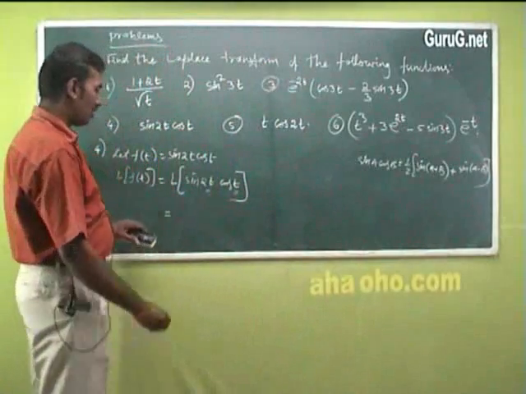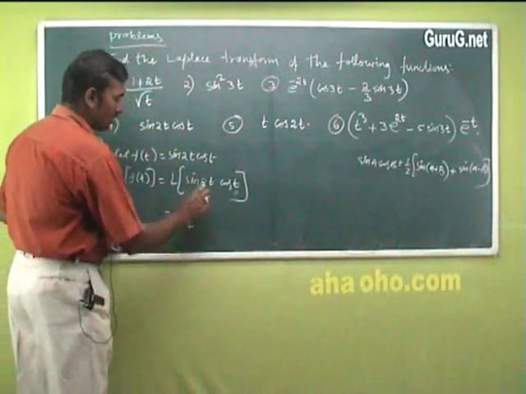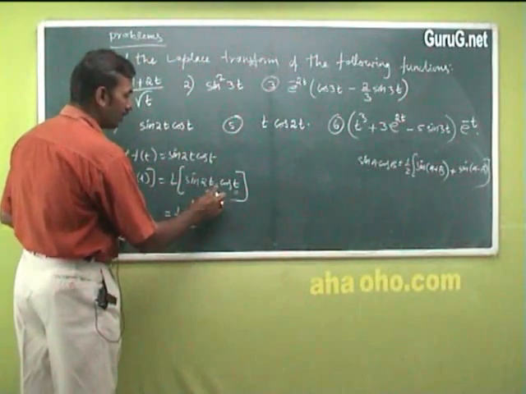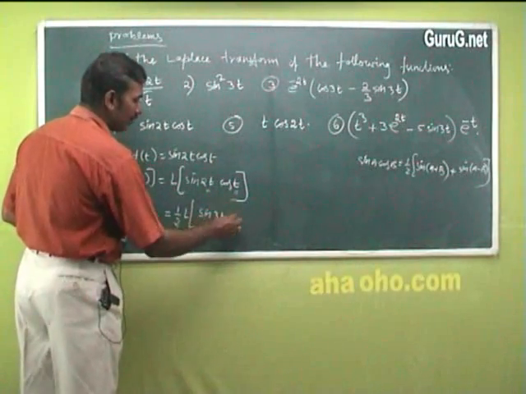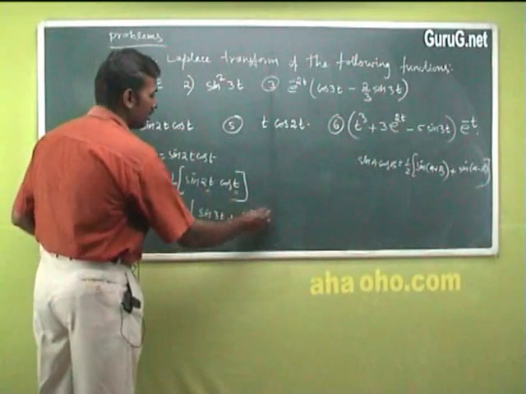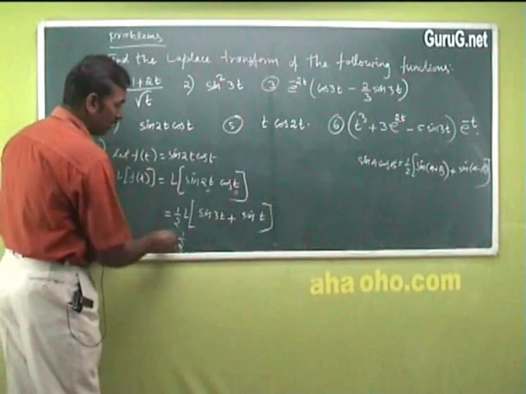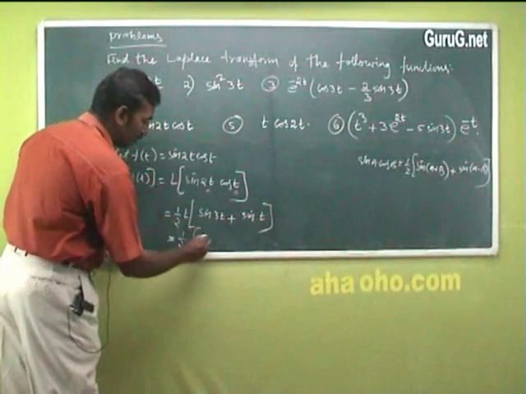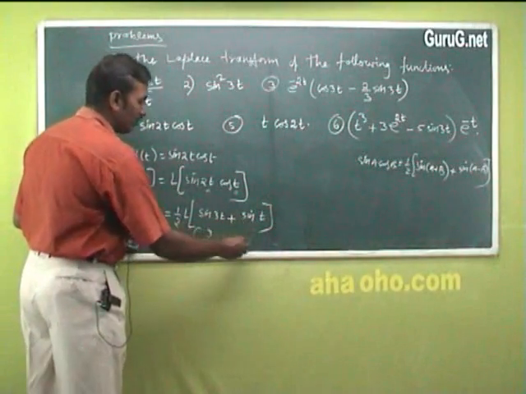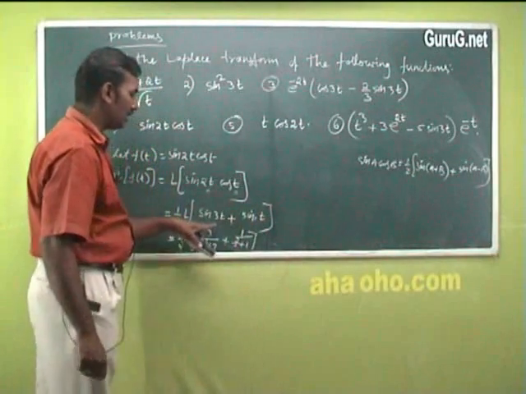Right? So 1/2 into Laplace of sin a plus b, if you add them you get sin 2t plus t, that is 3t, then plus sin a minus b, 2t minus t, so sin t. Now you are taking Laplace. What will be the formula? Here you get 3 by s squared plus 9 plus here you get 1 by s squared plus 1. Here the coefficient is 1, here 3.